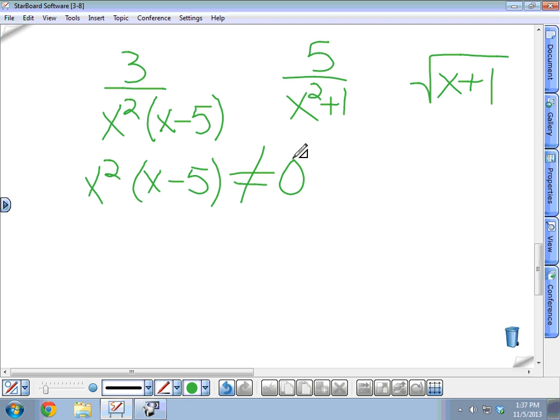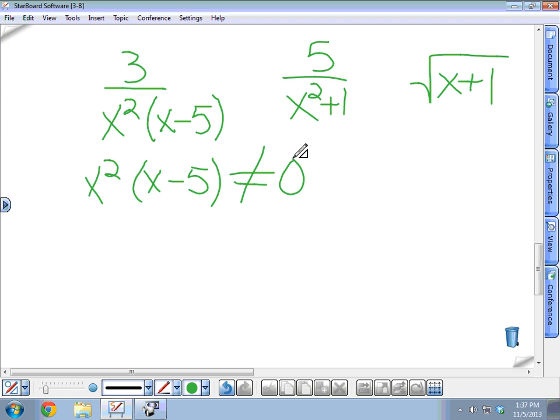Anyone? If you see 1. 1? Well, if I put 1 in, 1 squared is 1. 1 times negative 4 would give me negative 4. Negative 4 is not 0. So negative 1 is fine. 1 is fine. 2. 0.